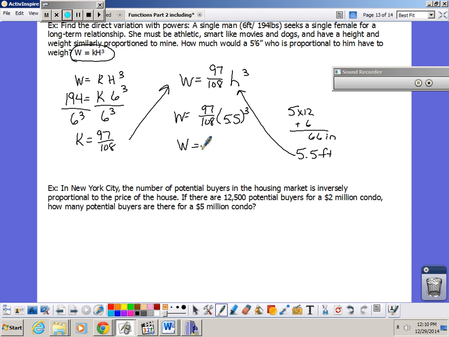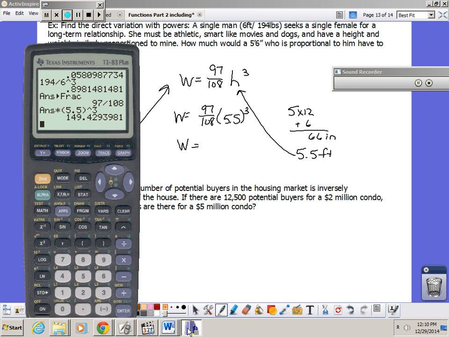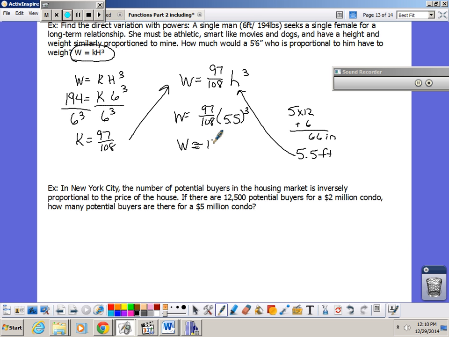Her weight should be approximately 149.4 pounds. So I took my equation, I figured out what K was, put K back in, and then put my new information in to find out what was missing.